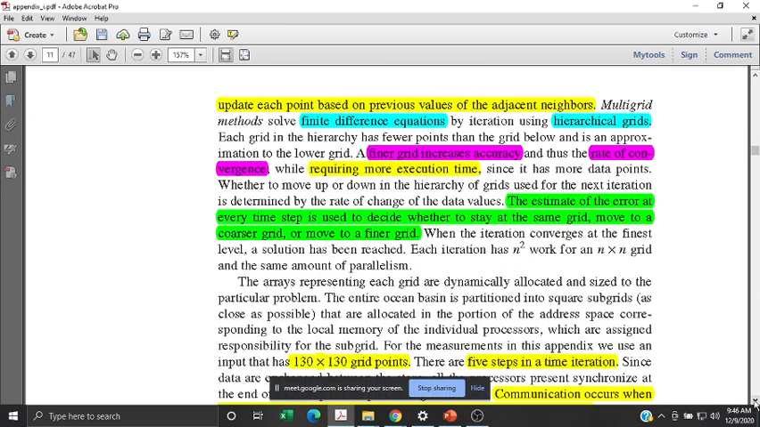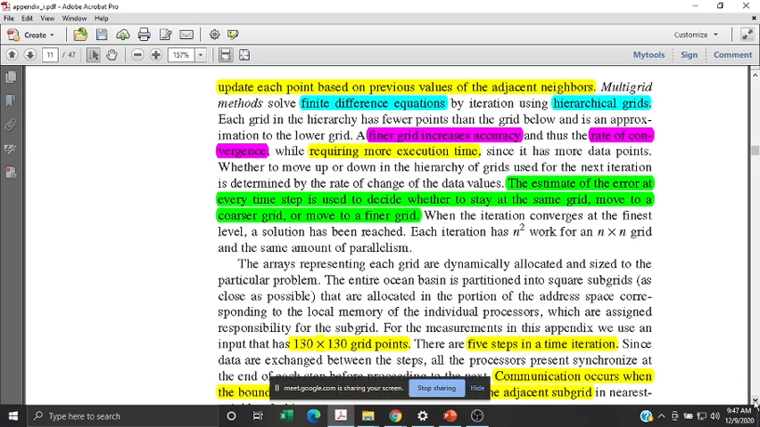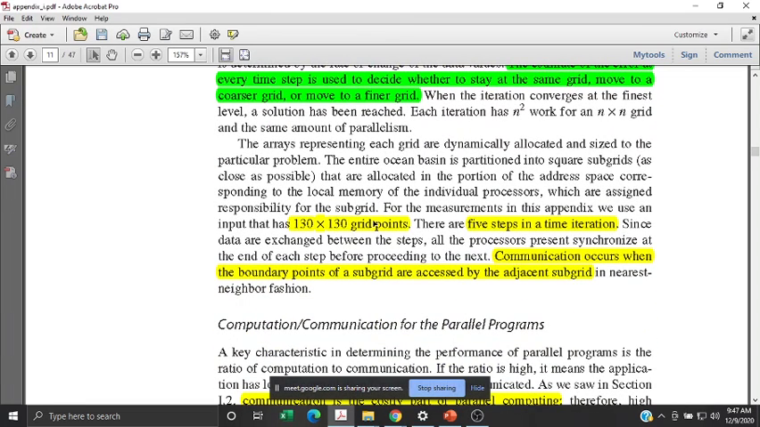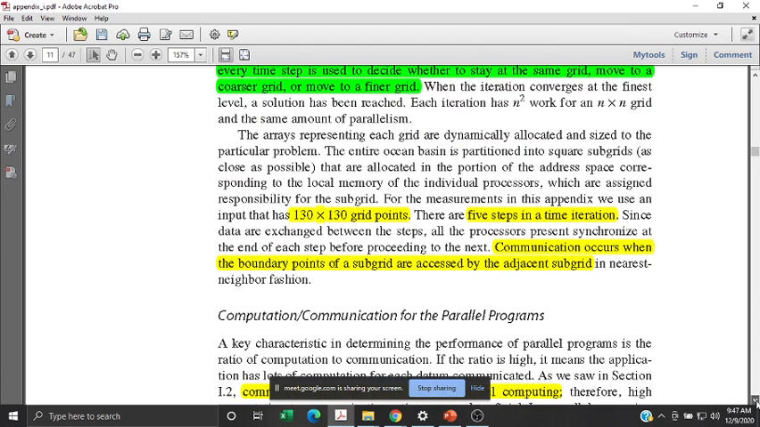Even in the evolution of galaxies, we have seen that with that error, the same approach is being used even over here. For this simulation, he has taken 130 cross 130 grid points and 5 steps for time iteration. So in every iteration, he alters the grid or the grid elements. That is one of the crucial aspects that has to be pointed out whenever you are discussing the ocean application.